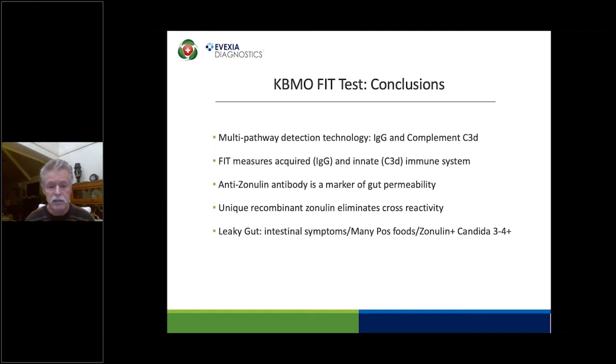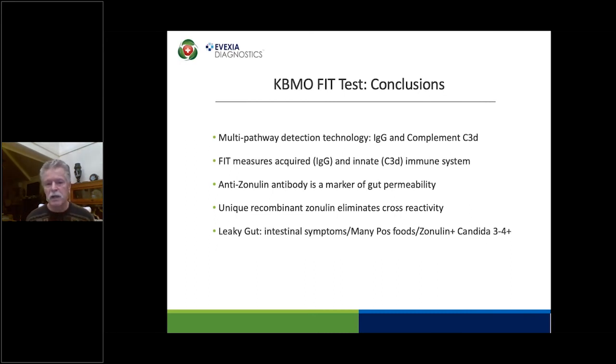Leaky gut: that's intestinal symptoms, many positive foods, zonulin positive, and candida 3 and 4 positives. So just think of putting that together. And someone asked me today, as a matter of fact, the patient had a lot of symptoms. They were positive for zonulin, 3+. They had 12 positive foods. What would I do? I say, well, in that case, candida was negative. And remember, these antibody measurements are just a snapshot in time.